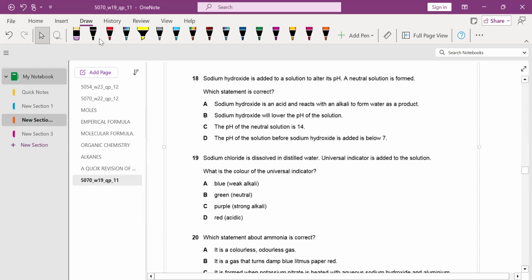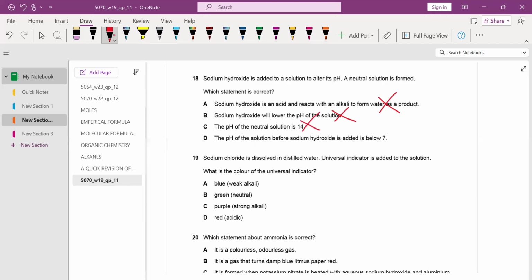Then question number 18, sodium hydroxide is added to a solution to alter its pH. A neutral solution is formed. Let's read out the options to see which statement is correct. A: sodium hydroxide is an acid. No, it is a base, so this option is incorrect. Sodium hydroxide will lower the pH of the solution. No, not at all. A base never lowers the pH. The pH of the neutral solution is 14. No, this statement is also incorrect. When the three statements are incorrect, then the fourth statement would be correct, which is D.